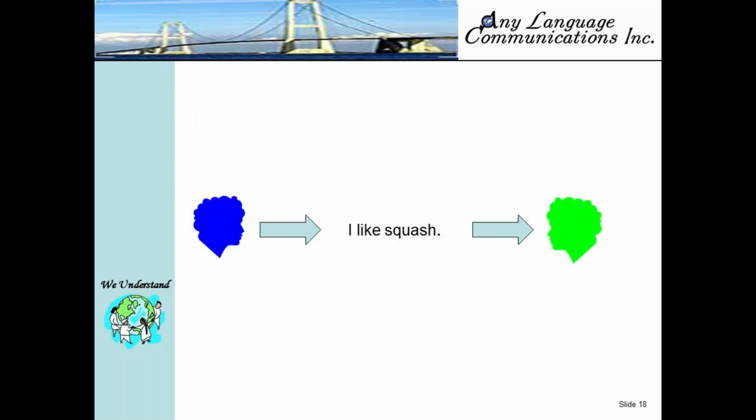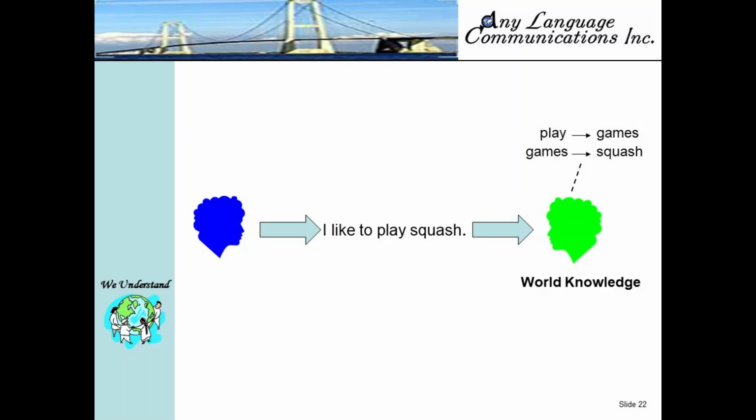Here's the problem with semantics. Let's say there are two ladies talking, and one says, "I like squash." The other lady should be confused about the intended meaning. But if the sentence was, "I like to play squash," the ambiguity has been resolved. Because the listener knows that one meaning of play is games, and one meaning of games is squash. Language specialists say this is because her world knowledge lets her understand what's meant.